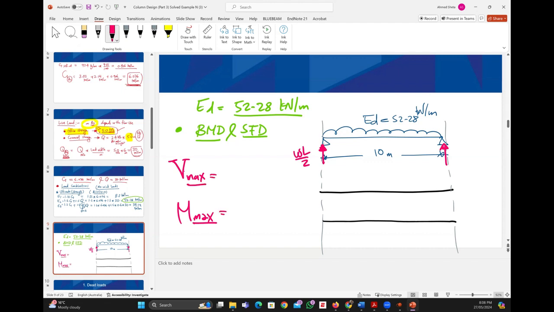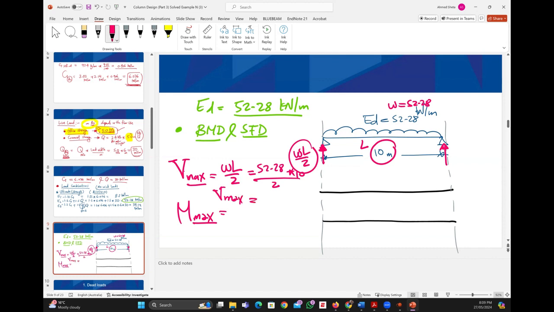This is the maximum shear formula, WL over 2. What is W? W is the load, 52.28. So it will be 52.28 times L. What is L? 10. For you it would depend on your group, but over 2. So the maximum shear will be 52.28 times 10 divided by 2, so it becomes 261.4 kilonewton.